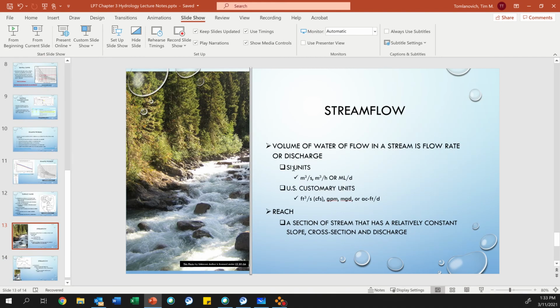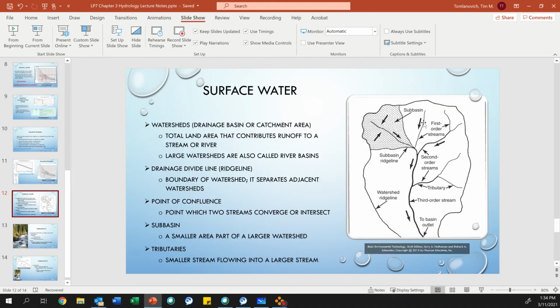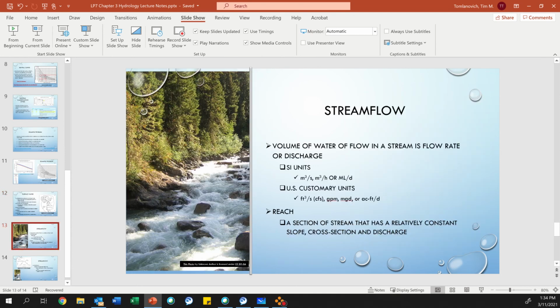So stream flow. We use Manning's equation. You know what Manning's equation is. It's open channel flow, stream flow. So we use cubic meters per second, cubic meters per hour, or million gallons per day. In the US, we use cubic feet per second, okay? Acre feet per day, gallons per minute, million gallons per day. So Manning's equation. We know a slope, we know a roughness coefficient. We can figure out our flow based on the volume of flow here.